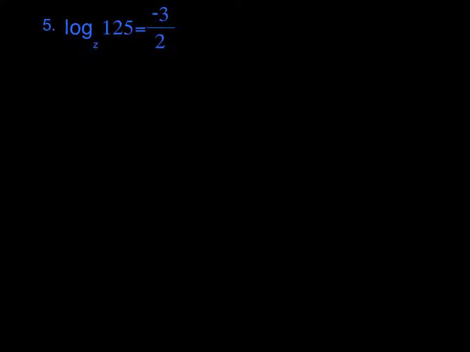All right, let's look at number 5. So the same thing again. We're going to circle the base, we're going to run the race, and we're going to take this log equation and we're going to take it out of log form. So our base is going to be z, our exponent is going to be to the -3/2 power, and then we're going to set it equal to 125.